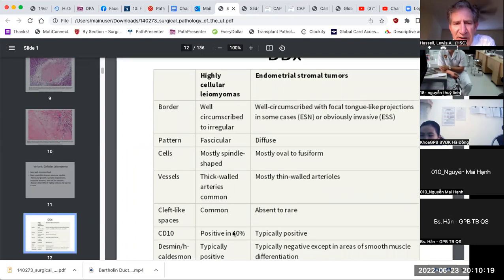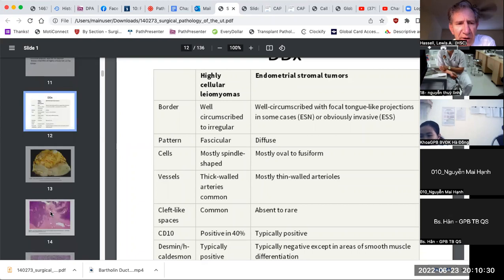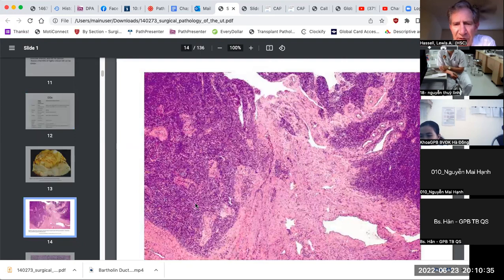And then we've mentioned the CD10. Cleft-like spaces, I think, are not highly useful. I don't use that too much, but that's just a little bit of a view of that here. I'm not going to show you the growth. We'll just go right here to the microscopic feature. Here's a cellular leiomyoma, and you can see here that the margin is a little bit indistinct. But notice we have in the middle here areas of thicker walled vessels that should not be seen if this is a stromal sarcoma.